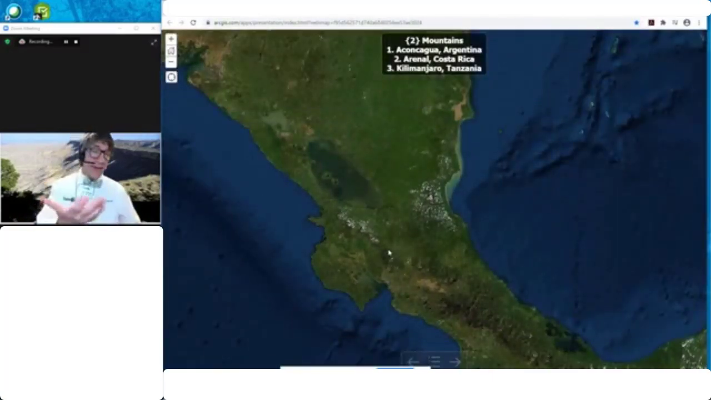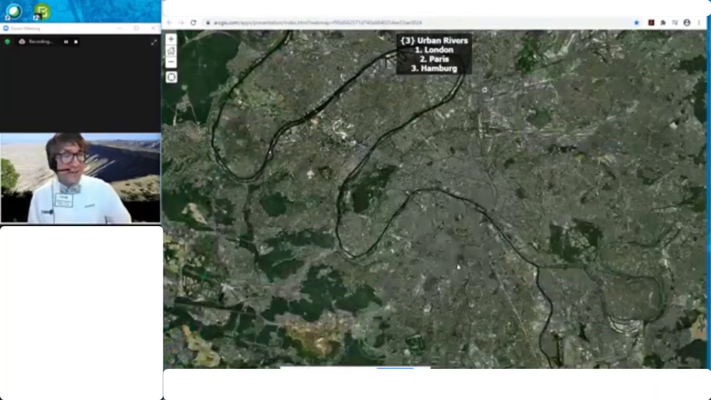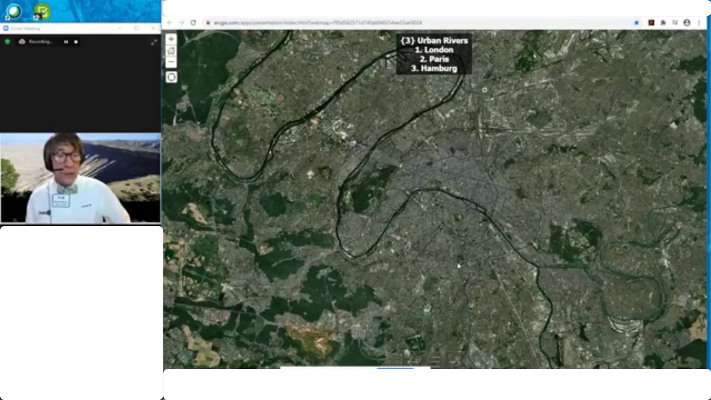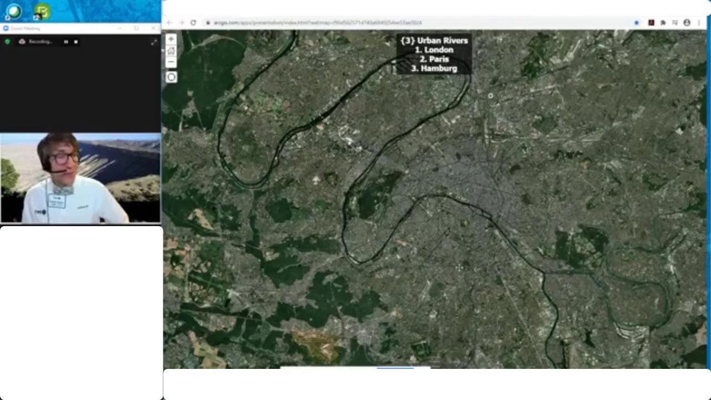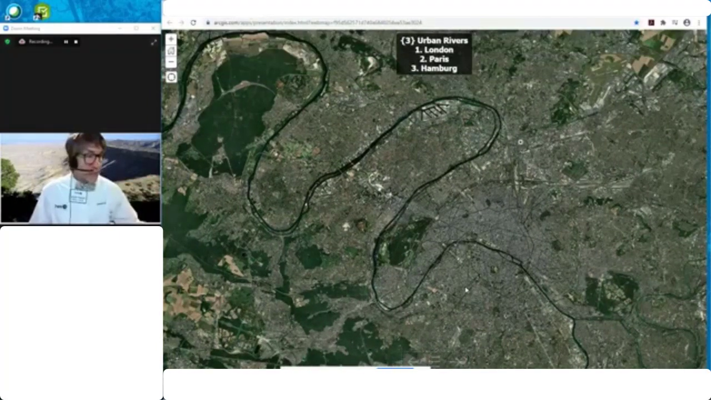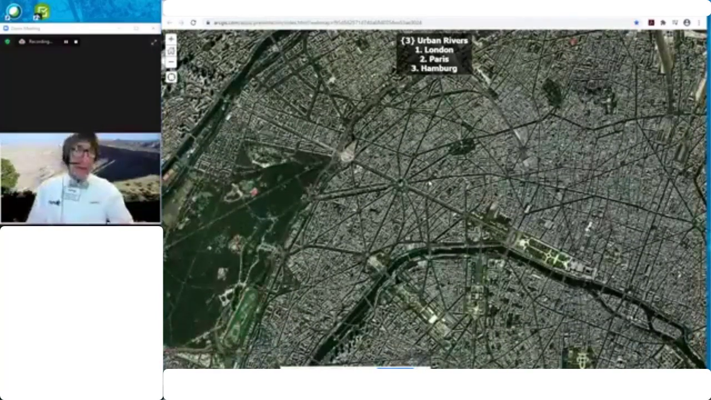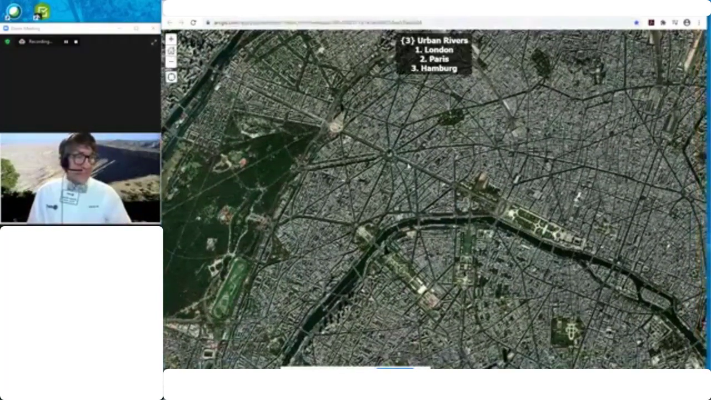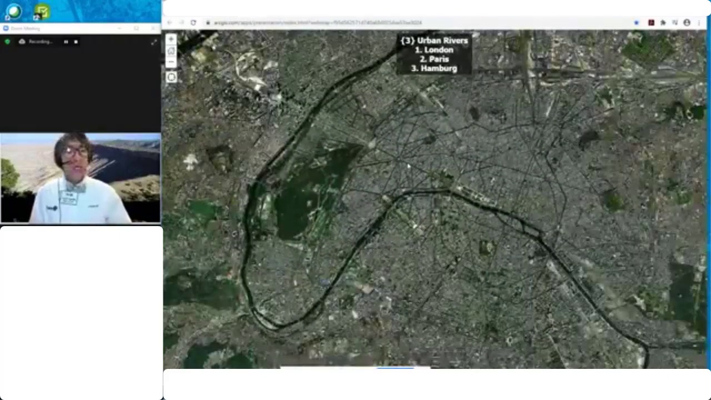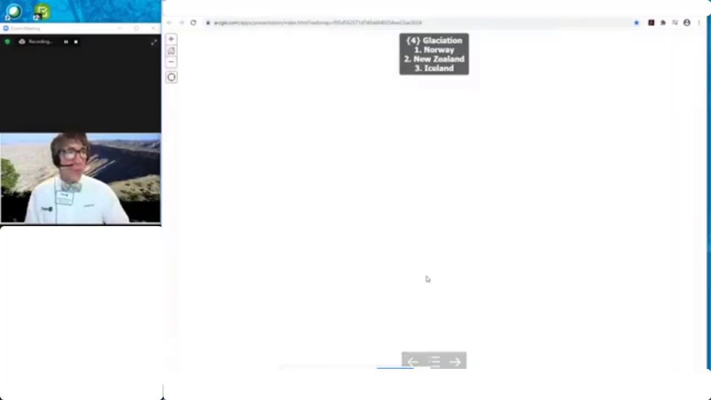Okay, so that's in ArcGIS Online, and so it's a nice dynamic way of giving quizzes and assessing student understanding of various phenomena around the world. This is kind of a fun one, admittedly. Okay, urban rivers. London, Paris, or Hamburg. You see the sinuous nature of this river. You're probably looking at these radial street patterns. Okay. That is indeed Paris. All right, let's do one more.